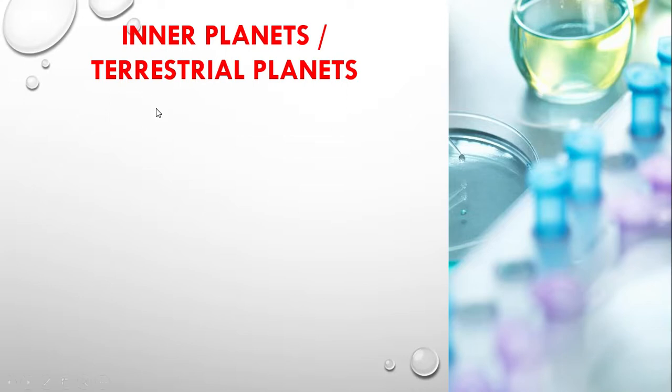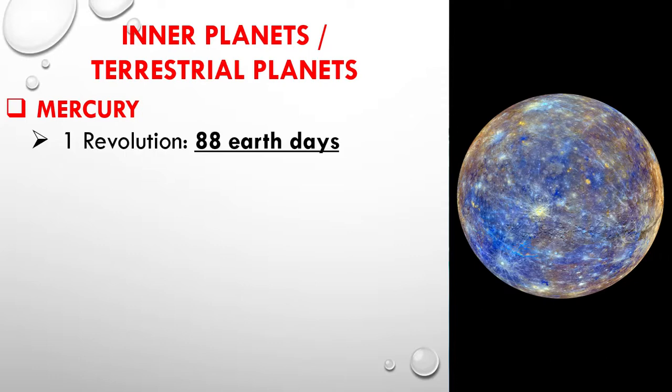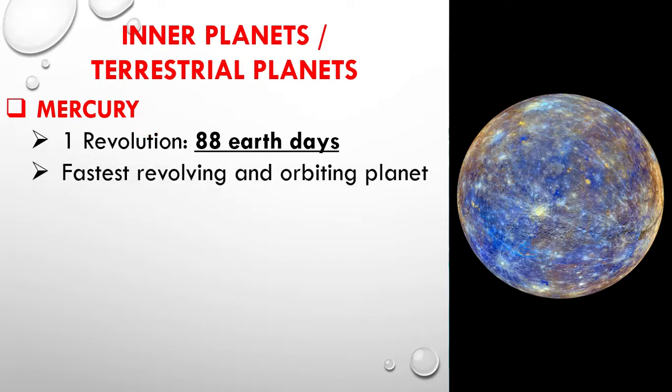Okay, first in the terrestrial planets, the planet closest to the sun, we call this planet Mercury. The revolution of Mercury is equivalent to 88 Earth days. It is the fastest revolving and orbiting planet because its orbit is small, since it is near the sun. It finishes one orbit or one revolution quickly because its distance from the sun is short.